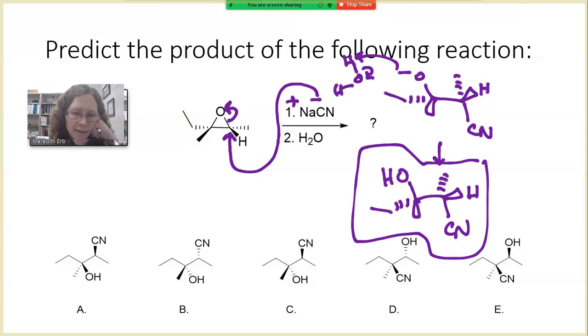One big thing we should notice right away is that the answer choices are drawn differently from how I drew my product. This is something that is usually difficult for students, to redraw the molecule in a way that matches the answer choices. That happens a lot because there's more than one way to draw the product of this reaction. So how do I go from the product I drew to the product that's drawn here as my answer choices?